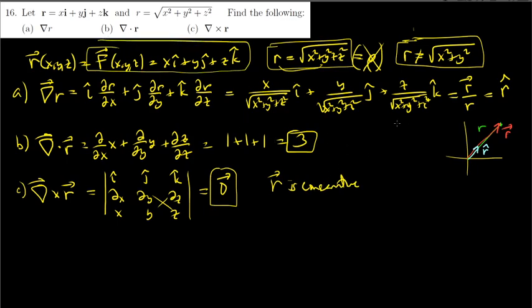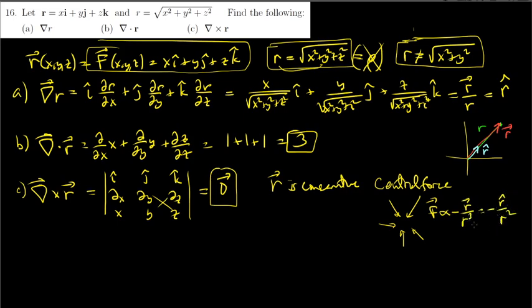Right. In fact, any vector field that only depends on the distance from the origin is going to be conservative. This is useful in physics because you get what are called central forces. Gravity is a central force. It pulls inward, so you might get a minus sign, but it's going to be proportional to minus r over r cubed, or minus the unit vector r over r squared. So it's an inverse r squared force.